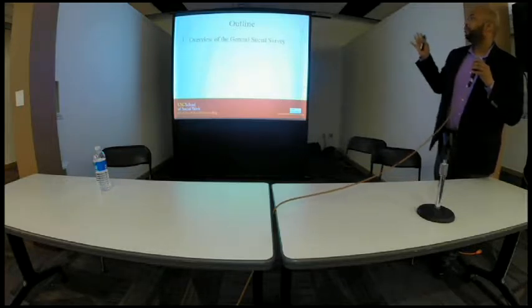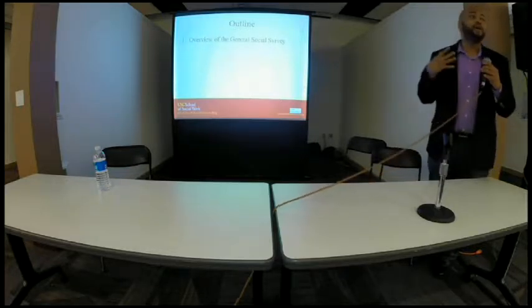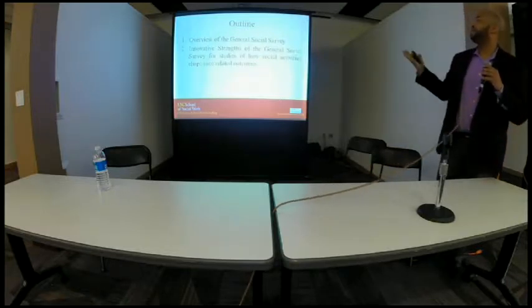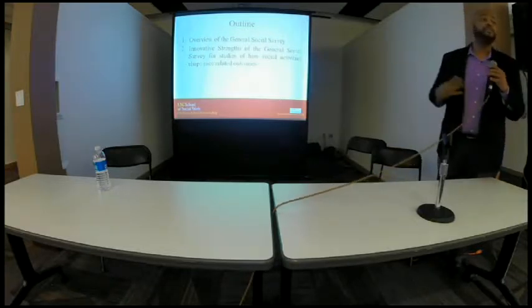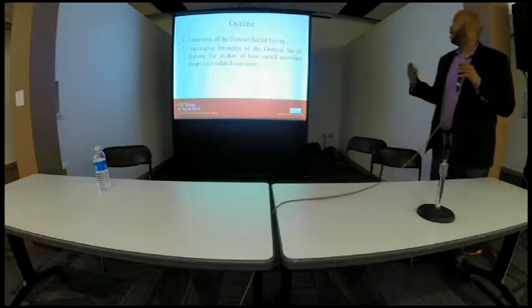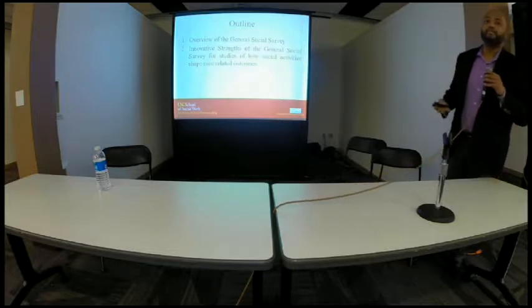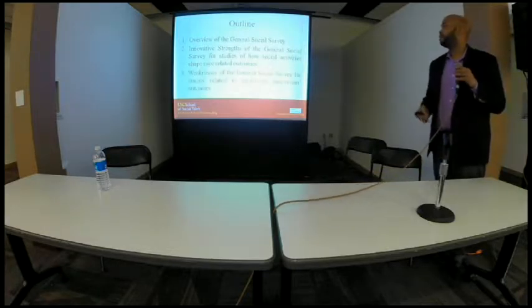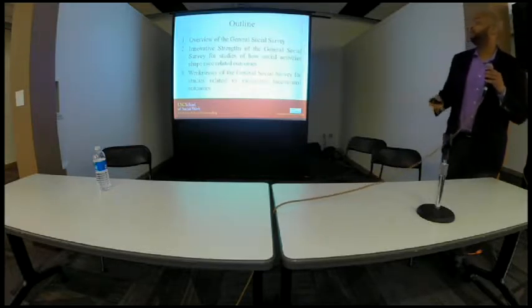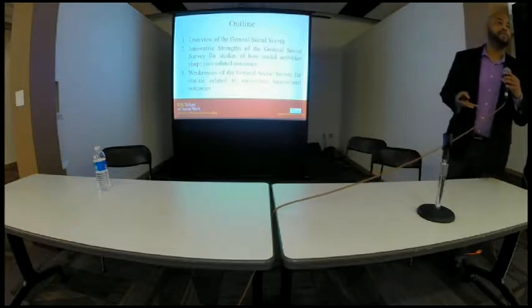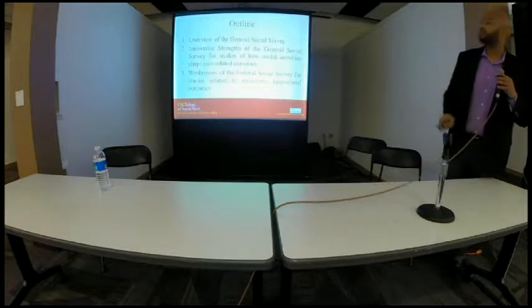The presentation today will go as follows. First, I'll provide a broad overview of the General Social Survey. Following this, I'll look at the innovative strengths of the General Social Survey, specifically for studies that examine how social activity, and specifically congregational involvement, shape race-related attitudes in the United States. Afterwards, I'll look at the weaknesses of the General Social Survey for studies related to measuring race-related outcomes, and specifically measuring skin tone of American adults in the United States.